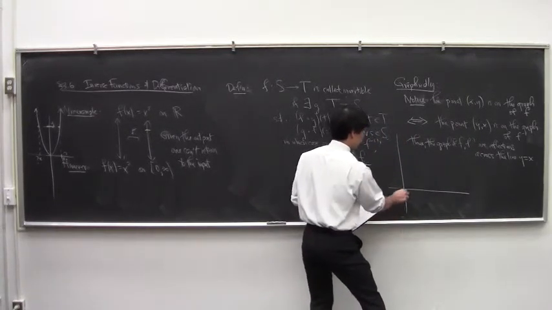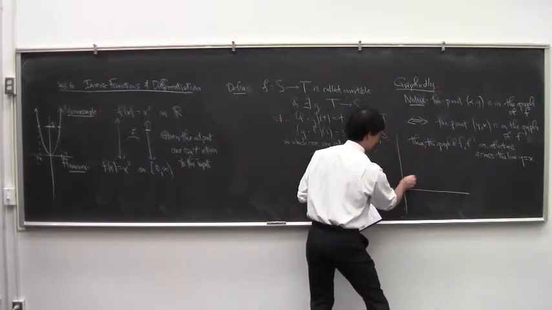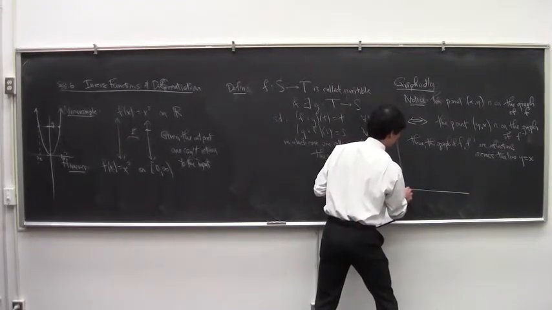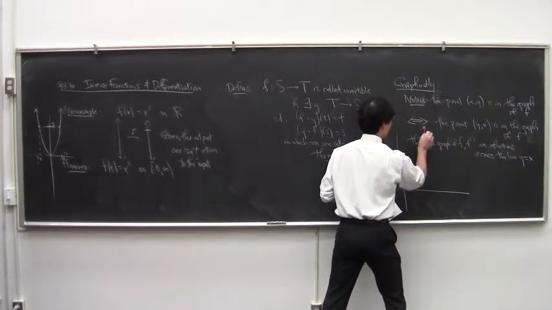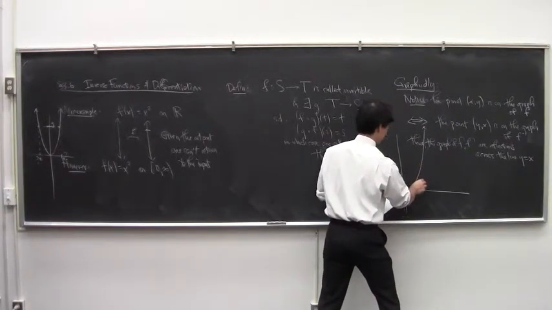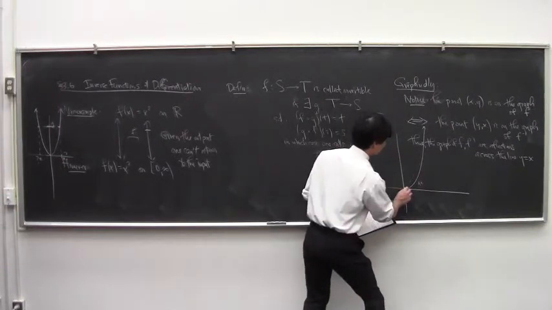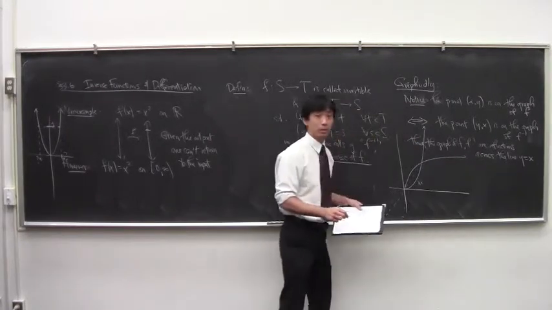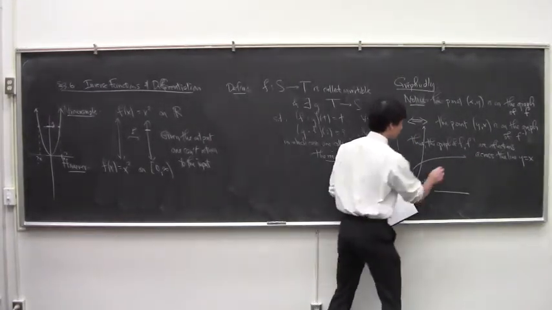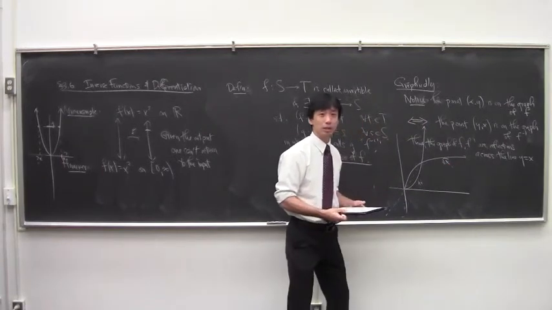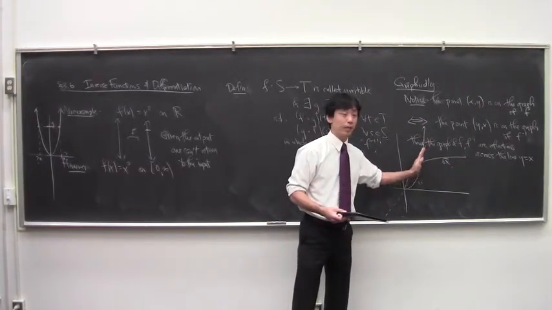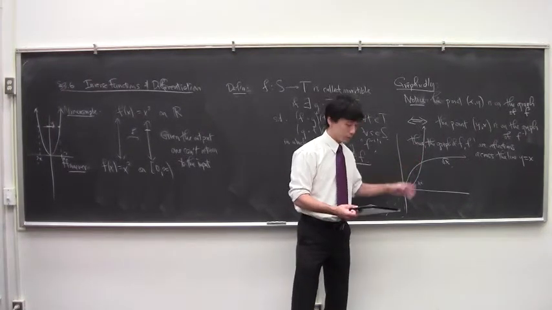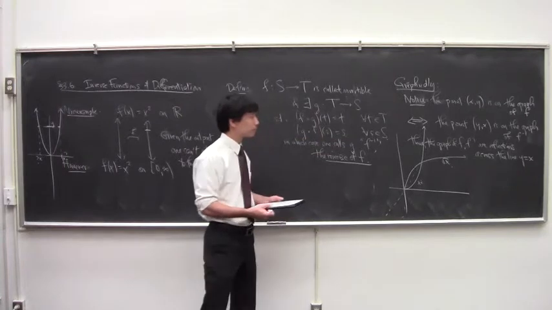For example, here's the line y equals x. Just now we were looking at the x squared function, and we know that the inverse function is going to be the reflection of that. It's the square root function, whose graph is the reflection of the square function across the line y equals x. These functions are inverses.